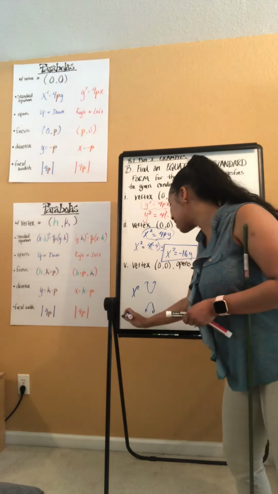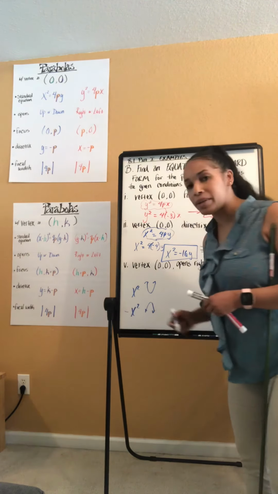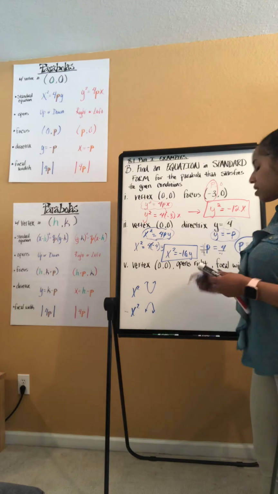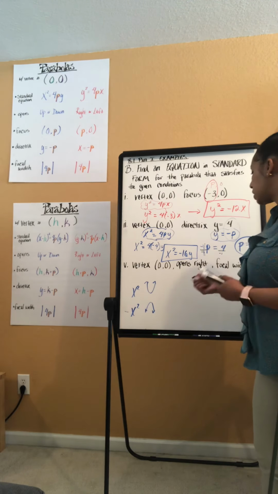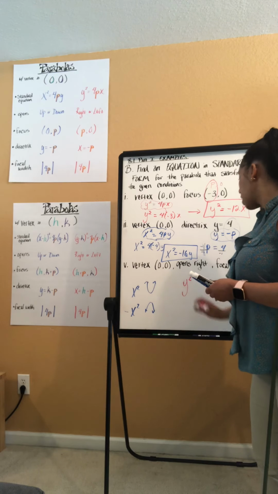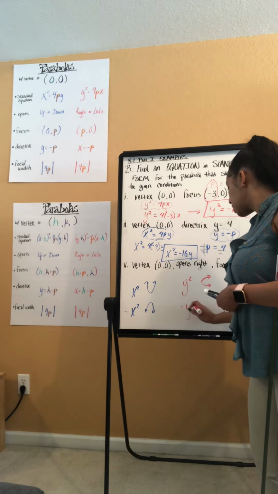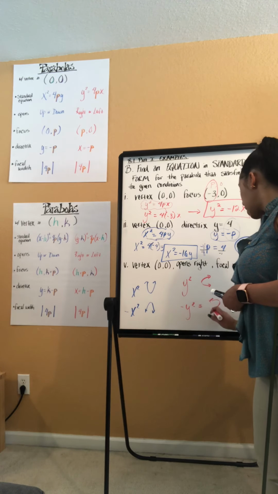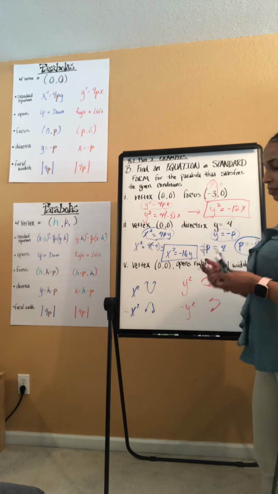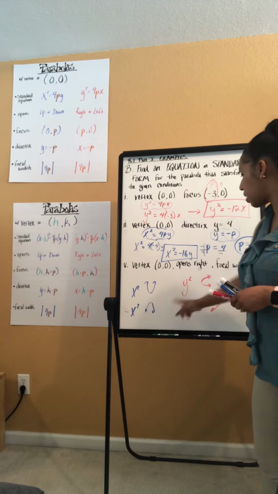Yes, if there's a negative. If it's negative, it's going to open down. Okay? And then the y squared is going to open to the right or to the left. Same deal. If it's a y squared and it's positive, it's going to open to the right. If there was a negative involved, it's going to open to the left. Okay? So our parabolas can open up, down, right, or left.